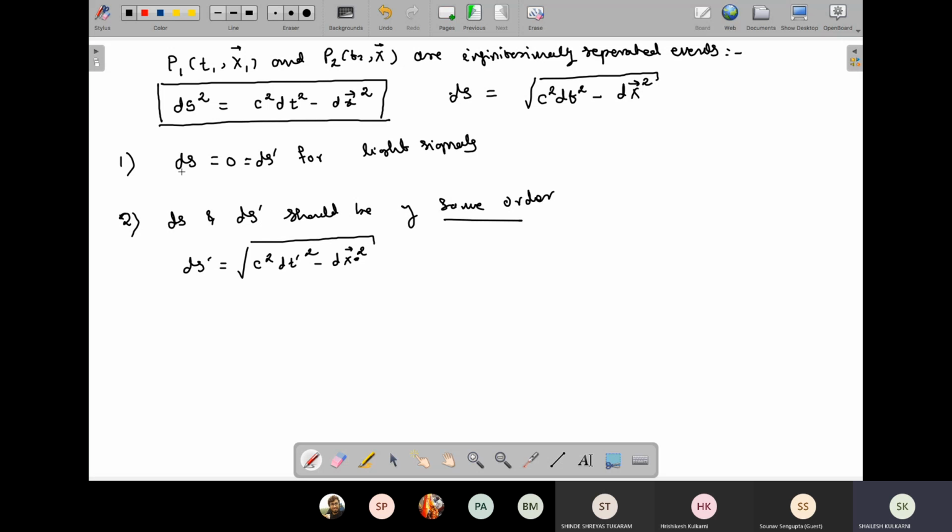Now I want to make a relation for how this ds and ds prime should be related to each other. Remember, ds is the infinitesimal interval in the K frame. Ds prime is the infinitesimal interval between the same two events seen from the K prime frame. So the question is how ds and ds prime are related to each other. Suppose ds prime, let us assume that ds prime, just a minute.